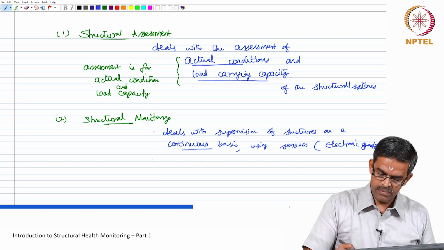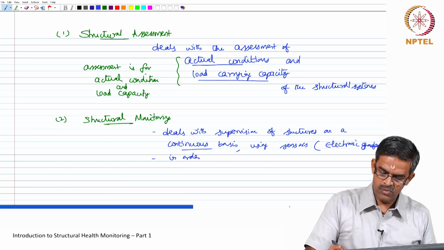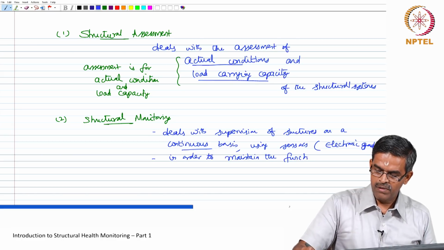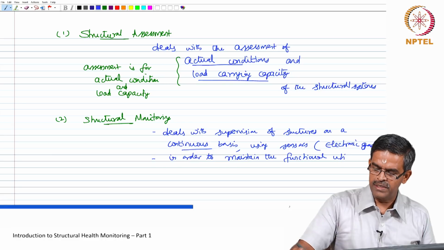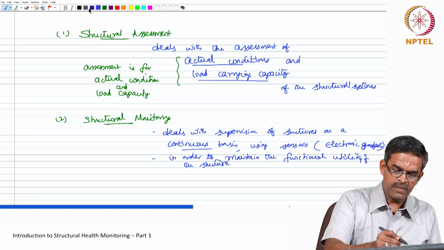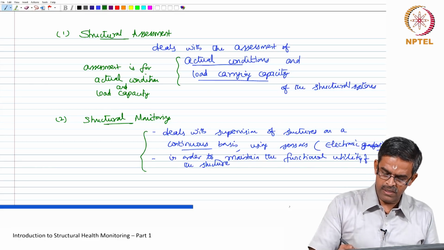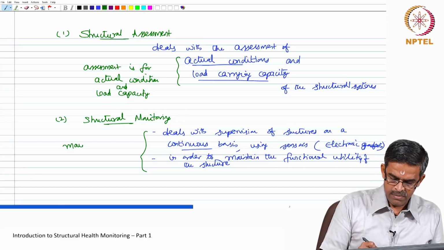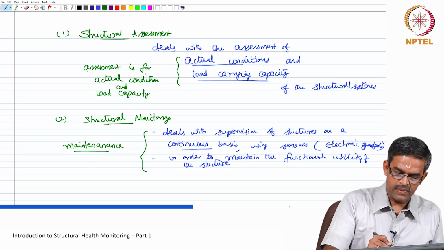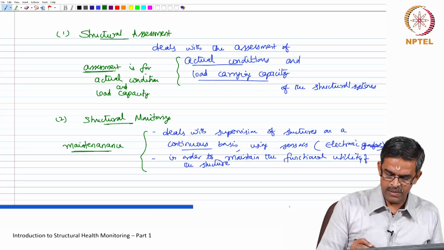Why are they done? They are done in order to maintain the functional utility of the structure. Essentially, in a nutshell, this deals with maintenance. So, this is assessment, this is maintenance.